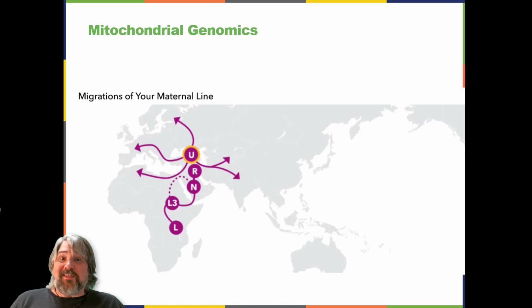So also tracking the mitochondrial genome, obviously you only inherit that from your mother because that's a component of the egg. And so we have information tracing human populations back into sub-Saharan Africa where all humans originated.